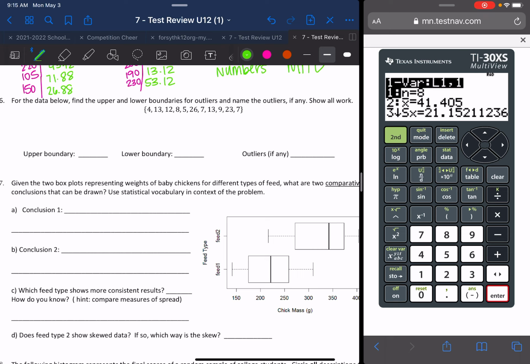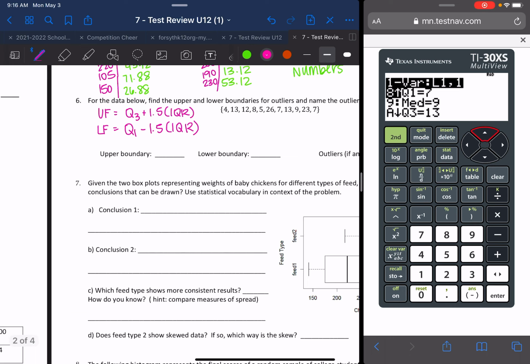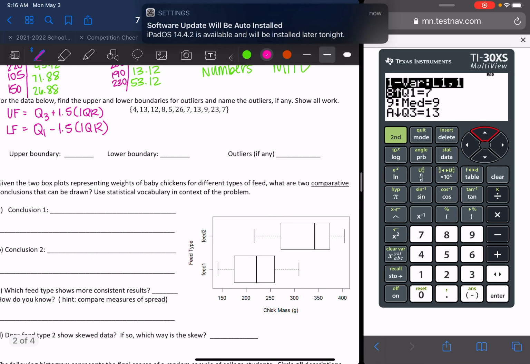Next, we're going to look at another data set and find the boundaries. So we'll go back to data, clear it out, and input these numbers. We'll do second data, one variable stats, and calculate all of those things. So remember, to find our upper and lower boundaries, we have formulas to use. To find the upper fence, that's going to be Q3 plus 1.5 times my IQR. And my lower fence is going to be Q1 minus 1.5 times my IQR. Before I can do that, I need to find my Q3, my Q1, and my IQR.